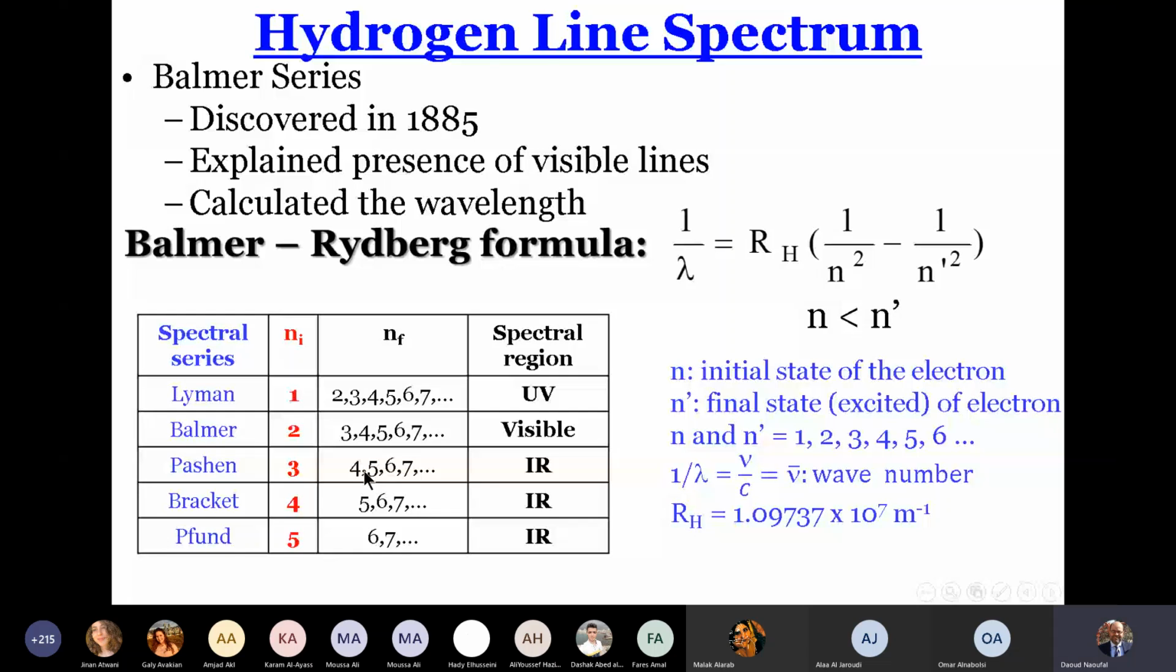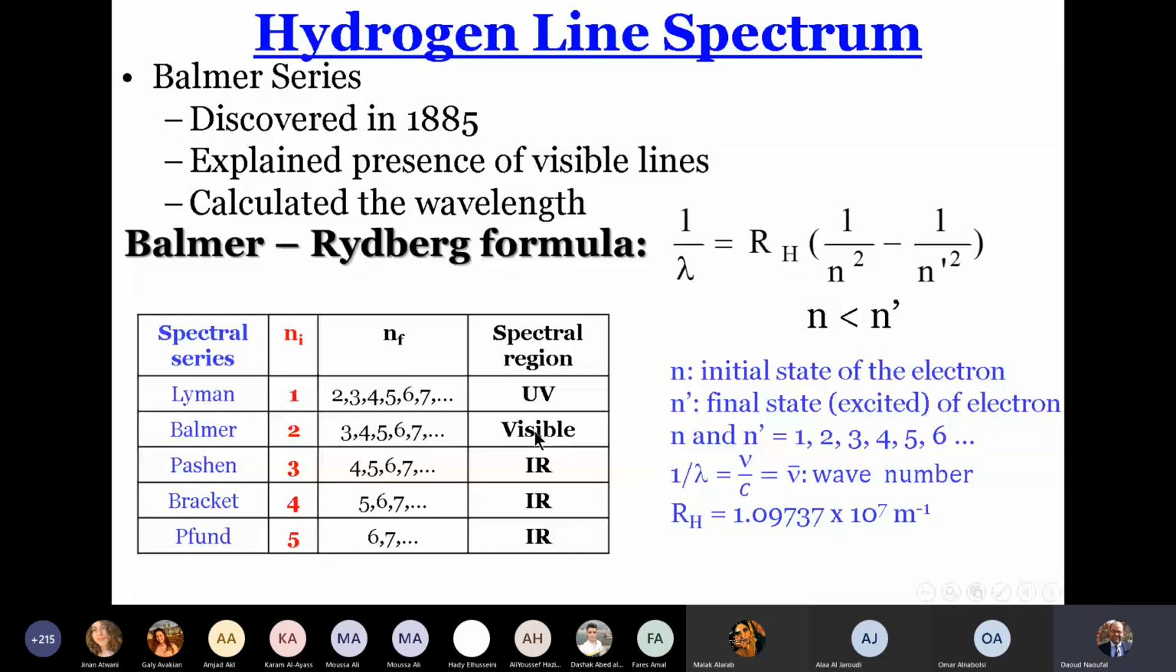In the previous experiment, we see 4 lines. So we see only the visible transitions, or the transitions in the visible domain.